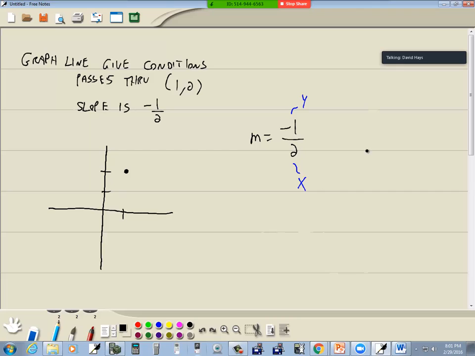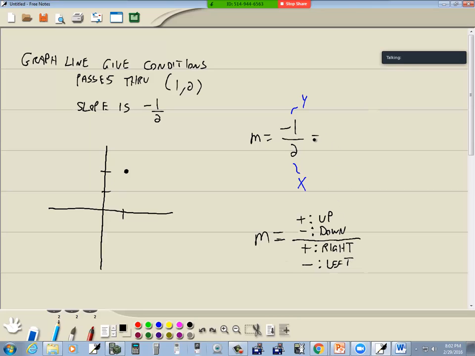If we have a positive number up on top, then that means we're going to go up. If we have a negative number on top, that means we're going to go down. Now on the bottom, if you have a positive number, that means you're going to go right. If you have a negative number, that means you're going to go left.